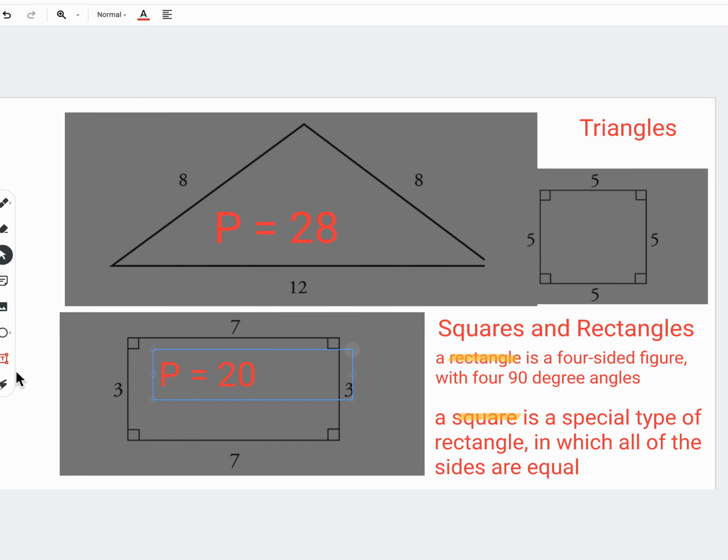Now let's take a look at the square. 5, 5, 5, 5. They are all equal. 5, 10, 15, 20. Our perimeter will be 20.